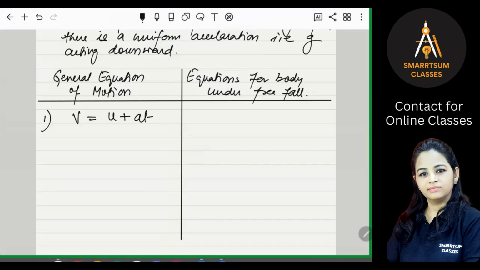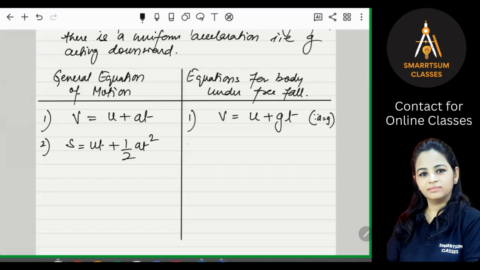Now, the first equation of motion for a body under free fall will be v is equal to u plus, instead of a, we will write g. Because when the body is freely falling, the acceleration is the acceleration due to gravity, that is g. So a will be replaced by g, because a is equal to g here. Everybody understood? Then the second equation of motion, s is equal to ut plus half at square.